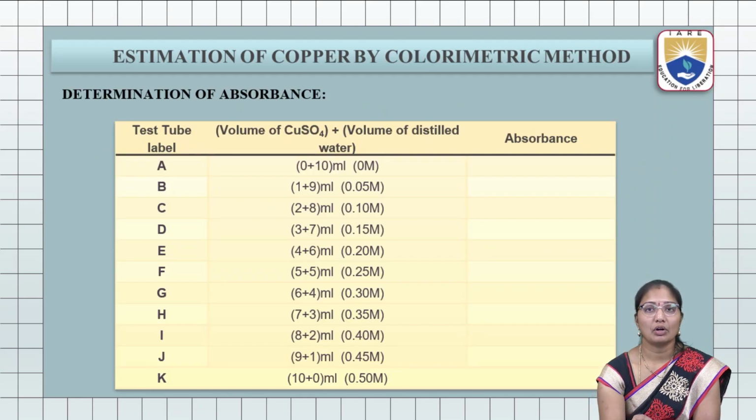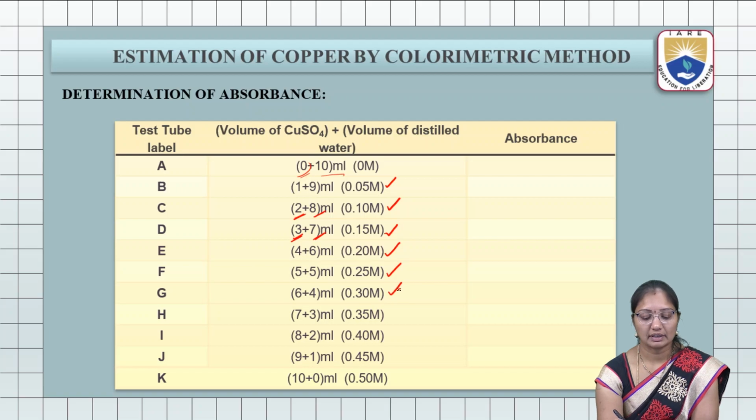This is the tabular column where 0 plus 10 ml means we are not adding copper. Next, B is 1 plus 9 ml, C is 2 ml of copper sulfate plus 8 ml of water, and D is 3 ml of copper sulfate and 7 ml of water. The molarity we get for these solutions is 0.05 M, 0.10, 0.15 M, 0.2 M, 0.25 M and so on, for J it is 0.45 M and for K it is 0.50 M.